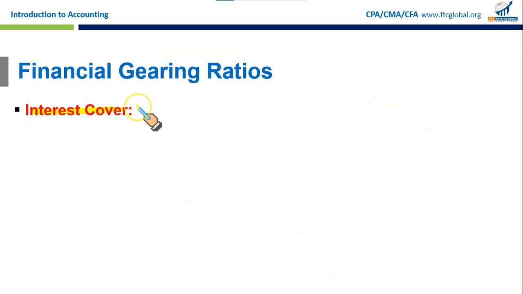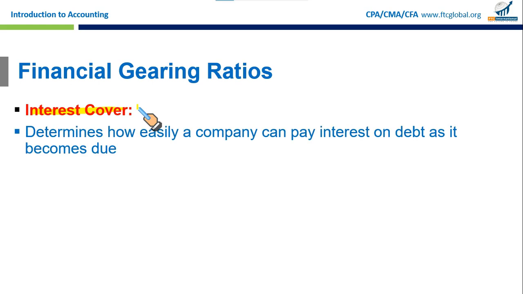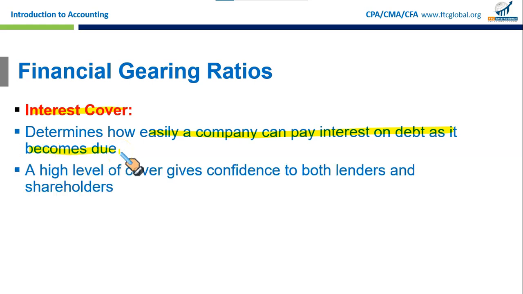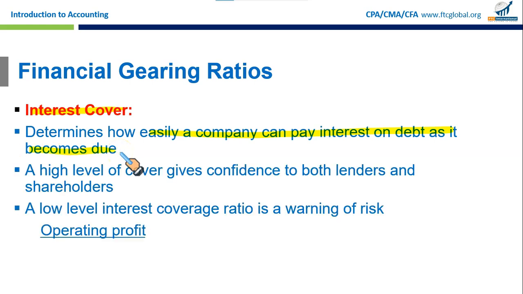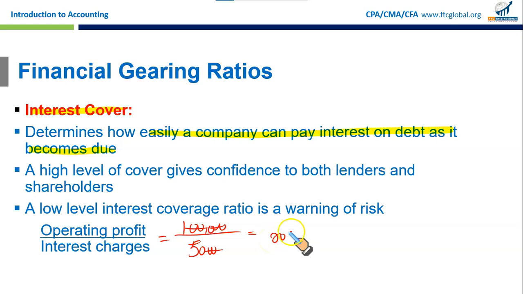Next ratio we have is interest cover. It determines how easily a company can pay interest on debt as it becomes due out of the available profit. Let me give you an idea to understand. Let's say our operating profit before tax and interest is $100,000 and our interest charges are $5,000. If you divide, it's 20 times.